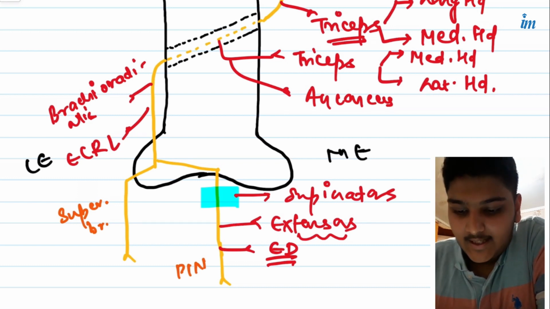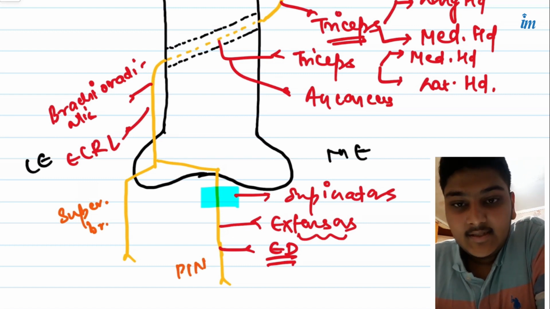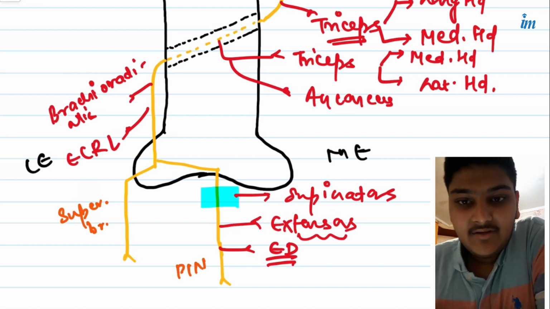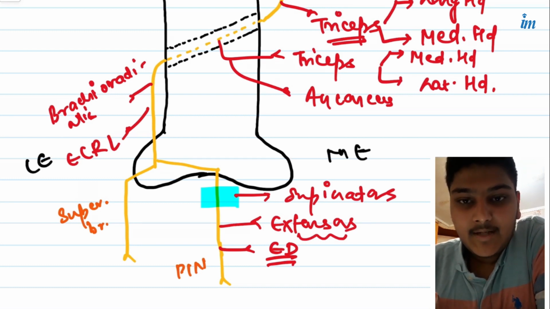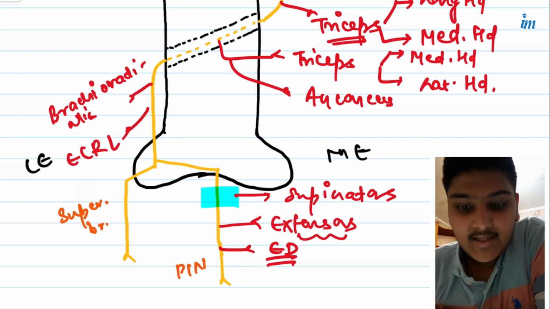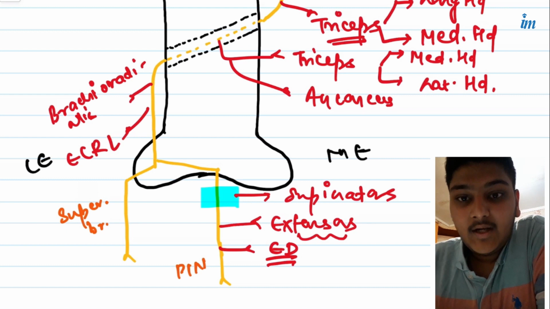So it starts from the axilla. In the axilla it supplies the long and medial head of the triceps. In the spiral groove it supplies the medial and lateral head of the triceps along with the anconeus. While coming to the lateral epicondyle, it is supplying the brachioradialis and extensor carpi radialis longus. The superficial branch of the radial nerve is a cutaneous branch.